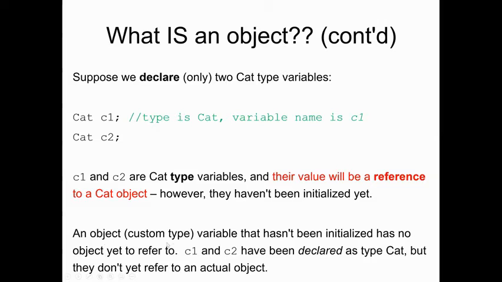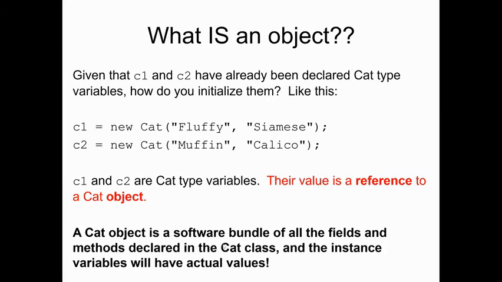An object or a custom type variable that hasn't been initialized has no object yet to refer to. c1 and c2 have been declared as type Cat, but they don't yet refer to an actual object. Given that c1 and c2 have already been declared Cat type variables, how do you initialize them? Well, look at this. c1 equals new Cat. This cat is called Fluffy and is a Siamese cat. c2 is a new Cat with the name of Muffin and a breed of calico.